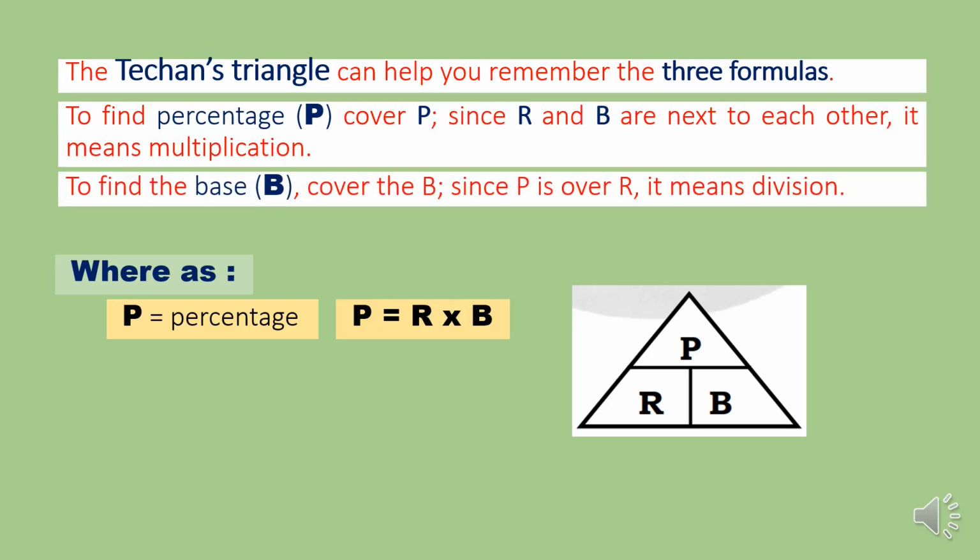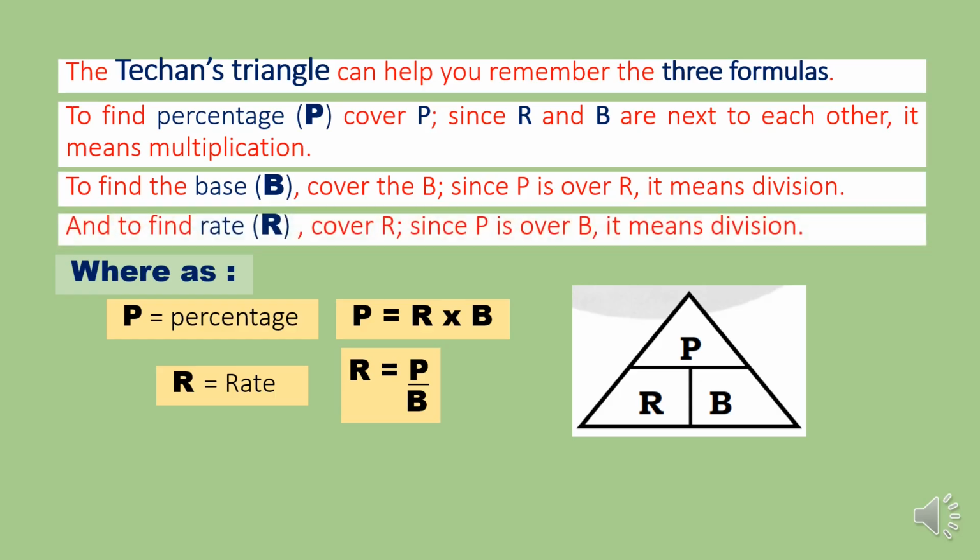To find the rate, cover the R since P is over B. It means division. Rate equals percentage divided by base. And to find the base, cover B since P is over R. It means division. Base equals percentage divided by rate.